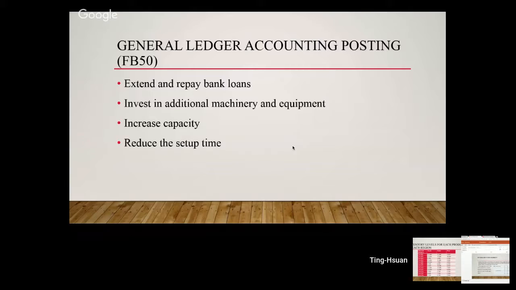In the financial and accounting part, there are some important transaction codes we used in this game. The first one is general ledger accounting posting. This transaction is used to post accounting entries directly to the general ledger account, including extending and repaying bank loans, investing in additional machinery and equipment, increasing capacity, and reducing the setup time.